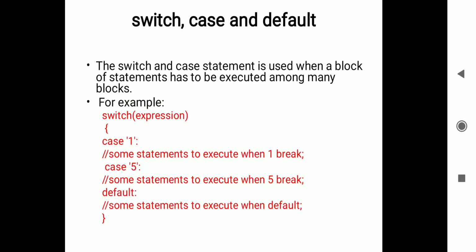Next are the switch, case and default keywords. The switch case statement is used when one block of statements has to be executed among many blocks. It is used for task-wise programs. For example, switch expression, case 1, case 2, case 3, case 4, and the last one uses default, which means exit the program.